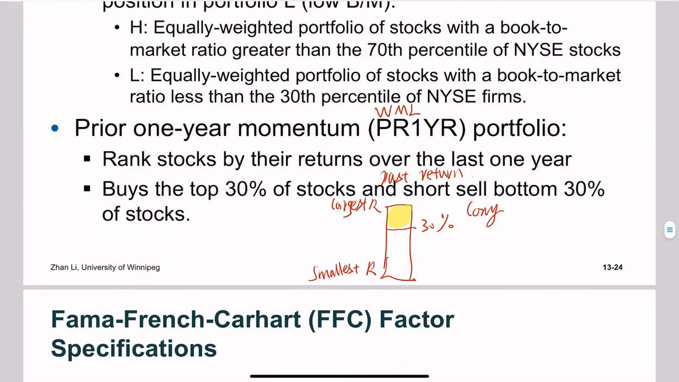And for the bottom 30%, these are losers essentially. You will take a short position, right? So that's why this is called the winner minus loser portfolio, because you're setting a long position in winners and you're setting a short position in losers. Of course, the book basically calls this portfolio the prior 1 year momentum portfolio. I would say this is a worse name, but anyway, let's follow the textbook here.